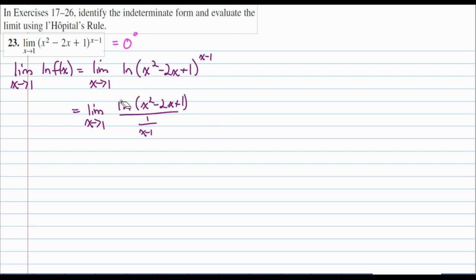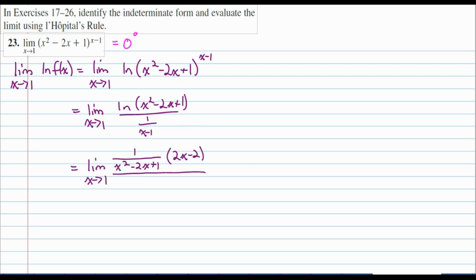If I plug in 1, this trinomial is going to approach 0. So the natural log of 0 doesn't exist, but as we're approaching 0, we're going to get negative infinity. And then 1 over x minus 1, well, that's going to be 1 over 0 as x approaches 1, the denominator is approaching 0, so that's also infinity. So we'd get negative infinity over infinity. So I can use L'Hopital's rule here.